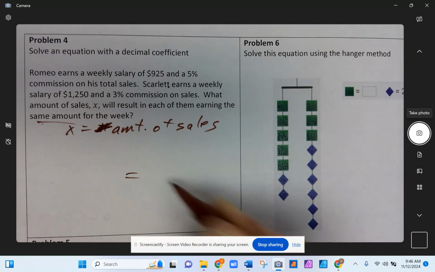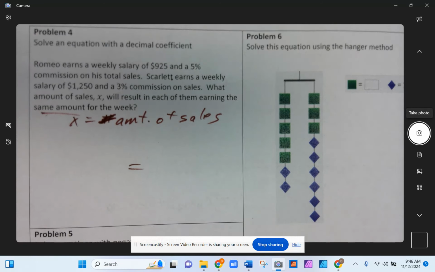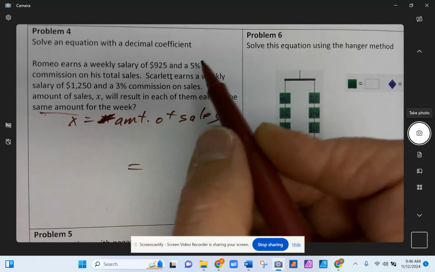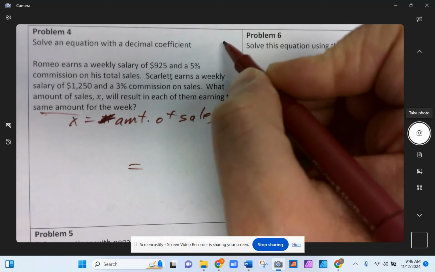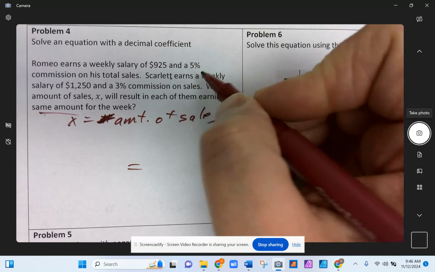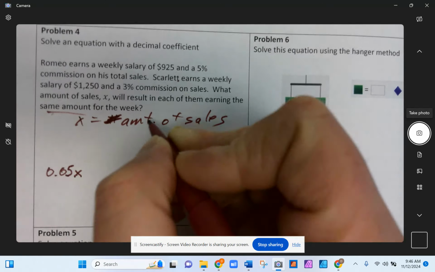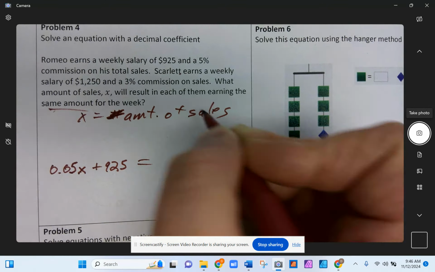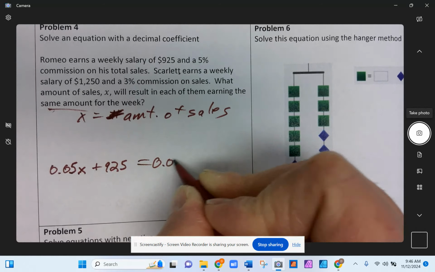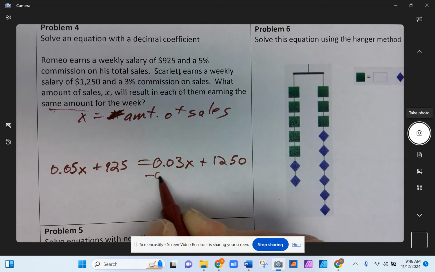So that's the key, right? Since it's the same amount, we can make this into an equation. I'm going to have Romeo on the left, Scarlet on the right. So this 5%, I'm going to convert that to a decimal. So basically 5%, just move the decimal over 2, so we get 0.05x, times that amount of sales, plus 9.25 is equal to 0.03x plus 12.50. I'm going to subtract this 0.03x over here because it's positive.